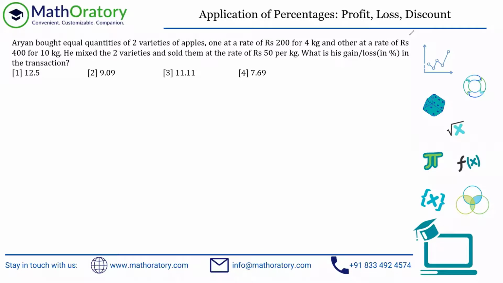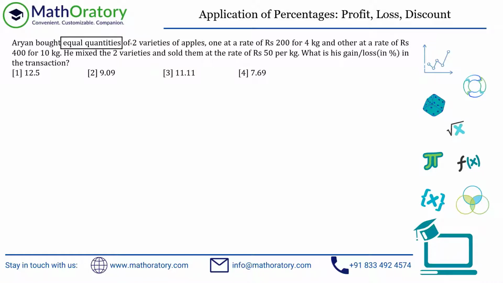All right, so we have this person buying equal quantities of two varieties of apple, one at a rate of rupees 200 per kilo and the other at a rate of 400. 200 for 4 kilo and 400 for 10 kilo. So there are two varieties. And by the way, always take a note of these kind of things. These kind of things are always there in such questions. You should not miss it out.